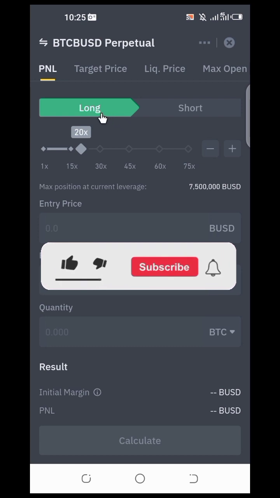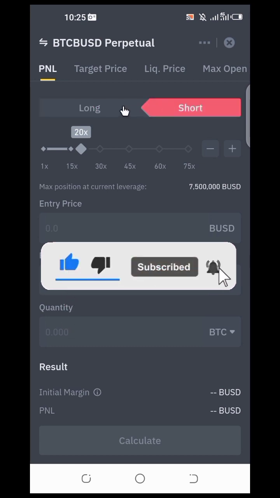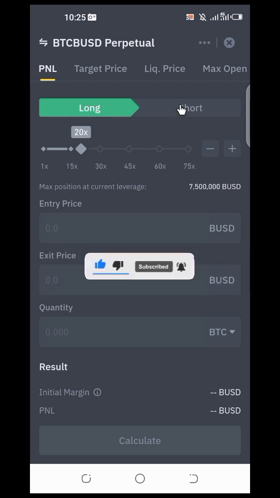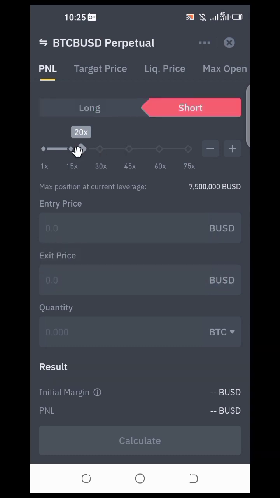So once you are here, what you have to do is to indicate whether you are going to open a long position or a short position. If it is long, you leave it on long, and if it is short, you leave it on short. Then you select your leverage. After indicating your leverage, your entry price, your exit price, the quantity, and then you click on calculate, and then you'll be able to see your profit and loss.